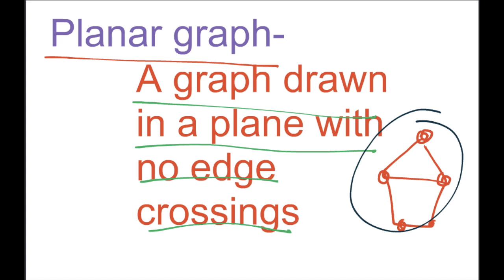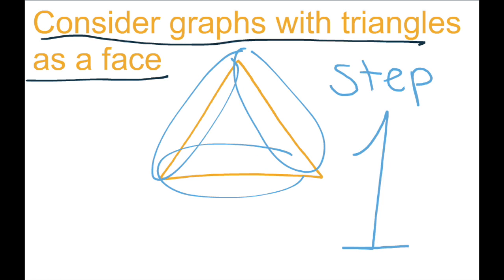Another method that was used to try to solve the Four Colors Theorem comes from Alfred Kempe, and that's called Kempe chains. Before we go into that though, I'm going to explain what a planar graph is. It is a graph drawn in a plane with no edge crossings, like the one in the picture. The first thing Kempe did was consider graphs with triangles as the face. He did this because triangles are the shape with the least amount of edges.